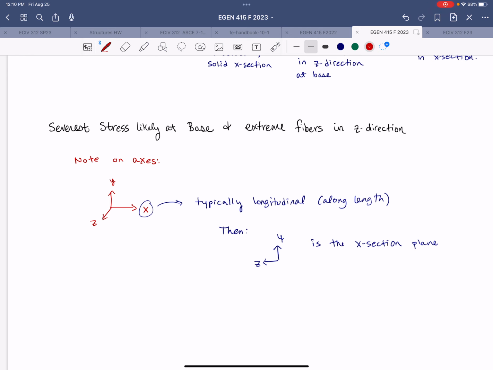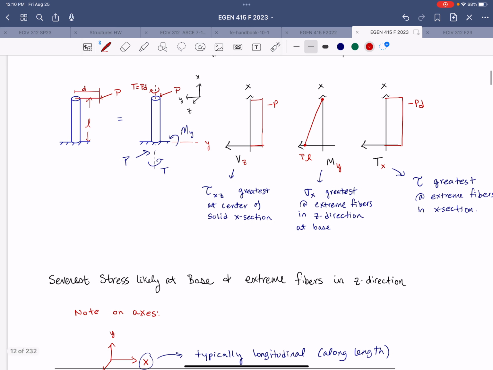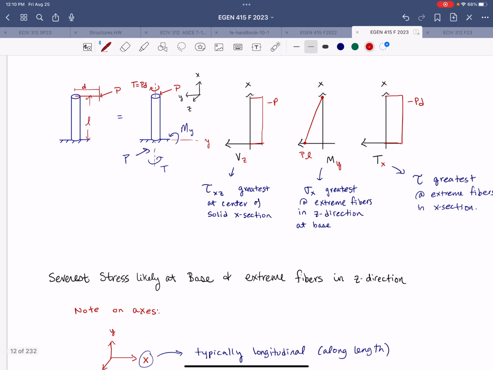Quick question on just our observation of the extreme fibers in the z direction. Sure. I get why it's at the base. I'm just not sure why we can say it's in the z direction, because isn't the shear and the torque causing it? They're not causing any stress about the z direction, right?